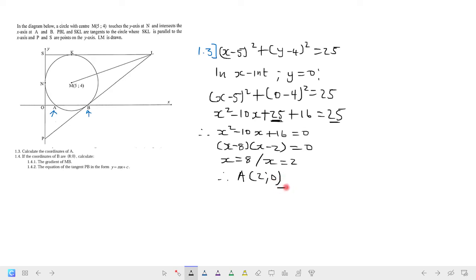Now let's go ahead and look into the next one. 1.4 says if the coordinates of B are (8, 0), let's calculate the gradient of MB. Alright.